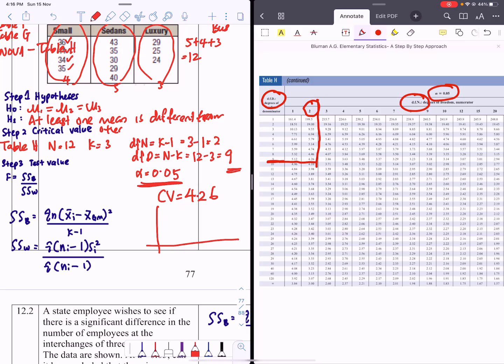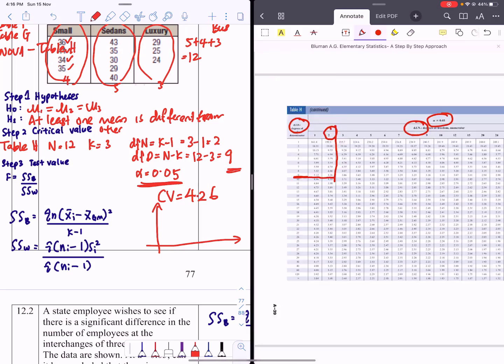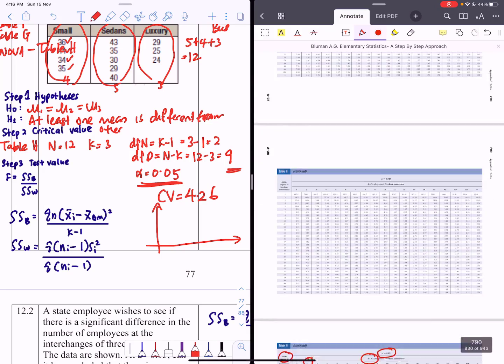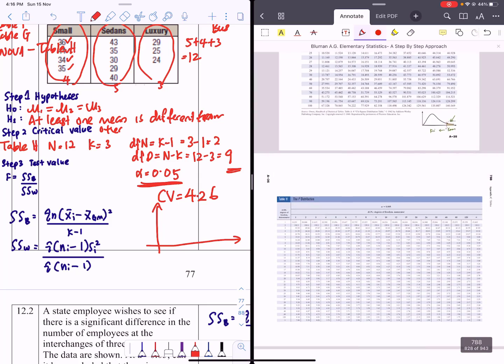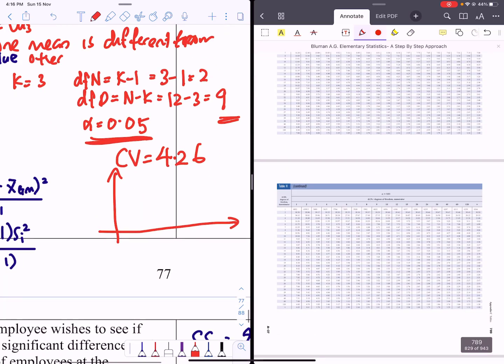The graph is like this. It's similar to the chi-square. 4.26. This is for the 0.05.